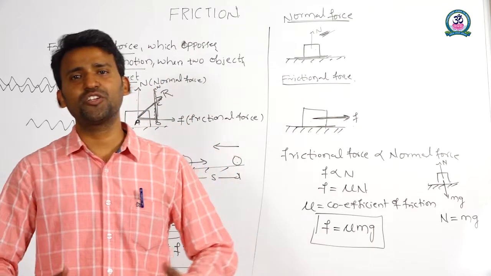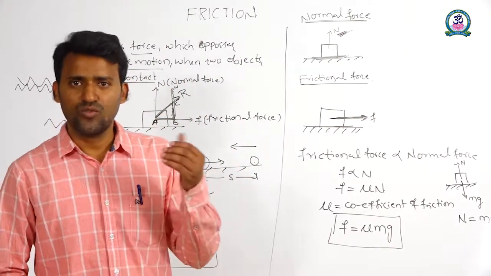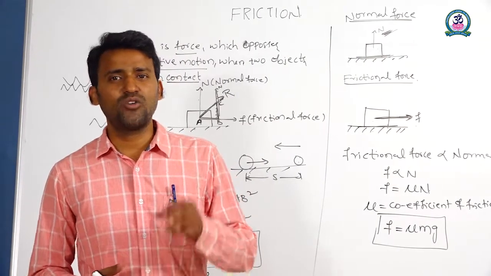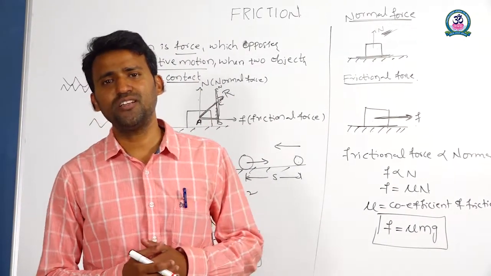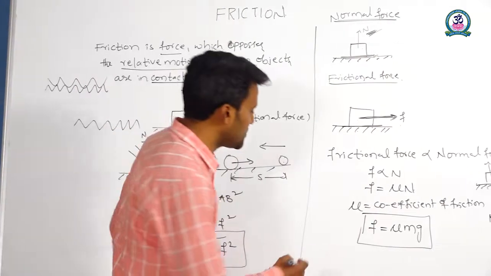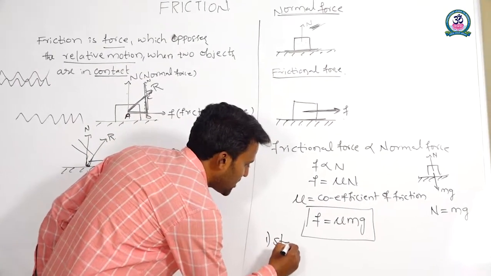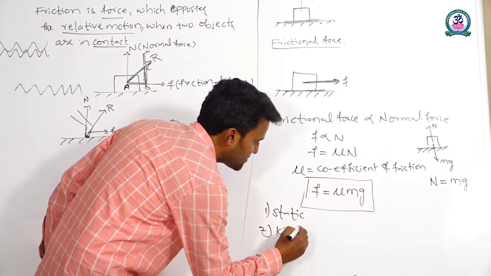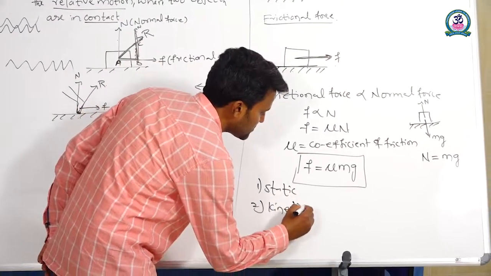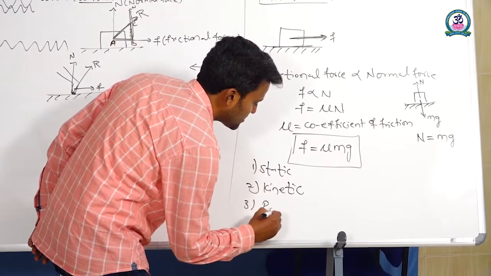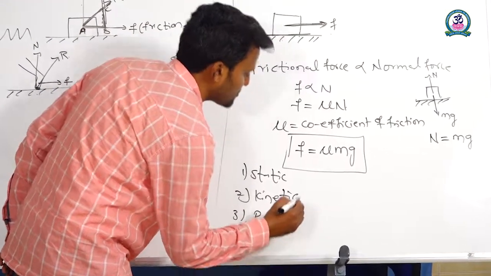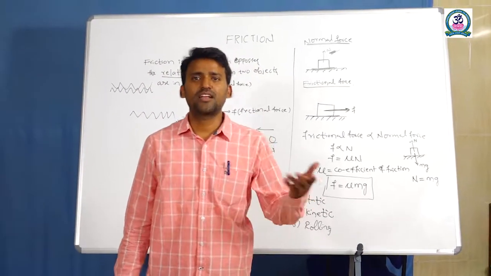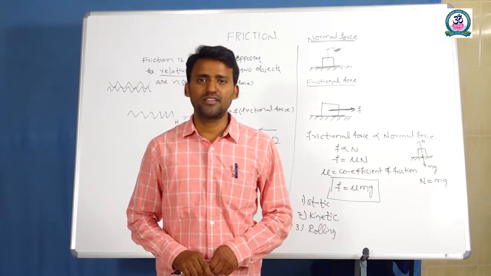The types of friction we can discuss in further classes also. We have three types of friction: one, static frictional force; second, kinetic frictional force; and third, rolling frictional force. We can discuss these and further calculations in the next class. Thank you.